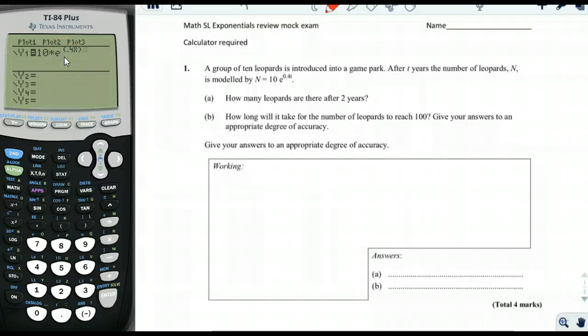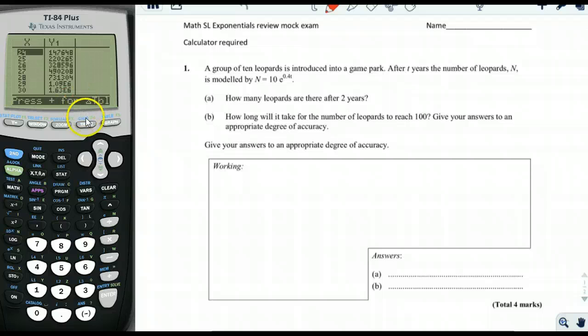Okay. So we have the equation in the calculator, and we want to find out how many leopards there will be in 2 years, and x is the number of years, or t is the number of years. So we just need to make a table. Okay, let's go to x equals 0. So x equals 0 is 10. Does that make sense? Yes. So the initial value at 0 years is 10. And then the number of leopards after 2 years would be 22.255.